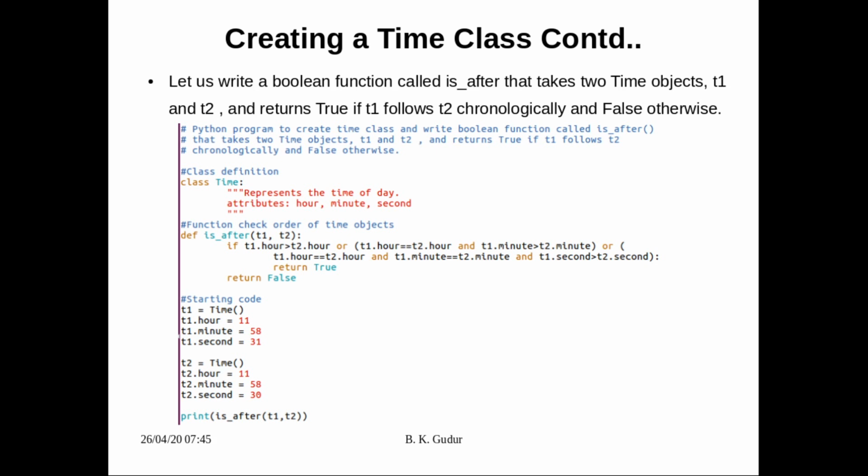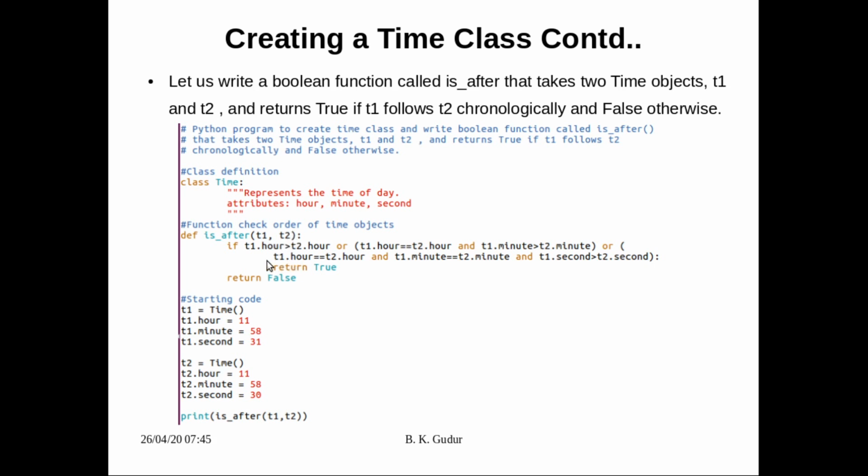Okay, in that case it's very simple. The class definition remains as it is, and here is a function to check the order of the time objects. The name of the function is is_after, and this particular function will take two time objects, t1 and t2, as parameters.